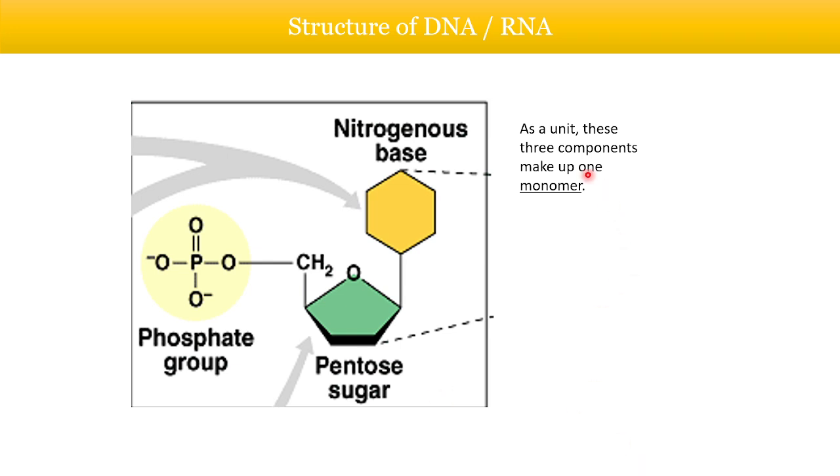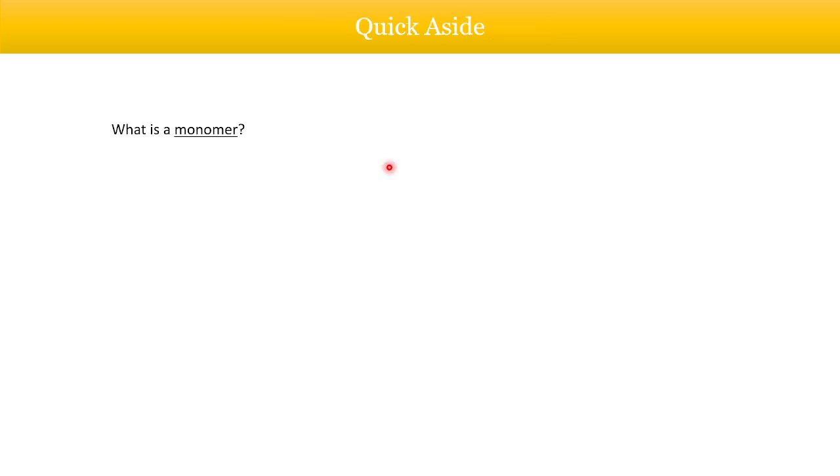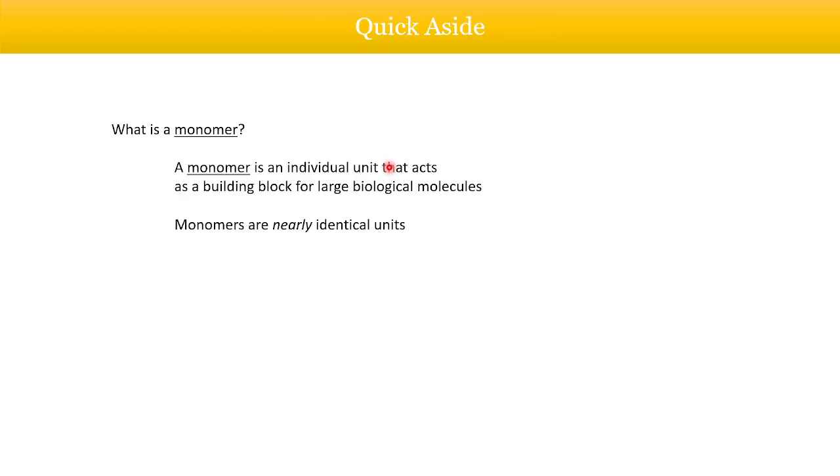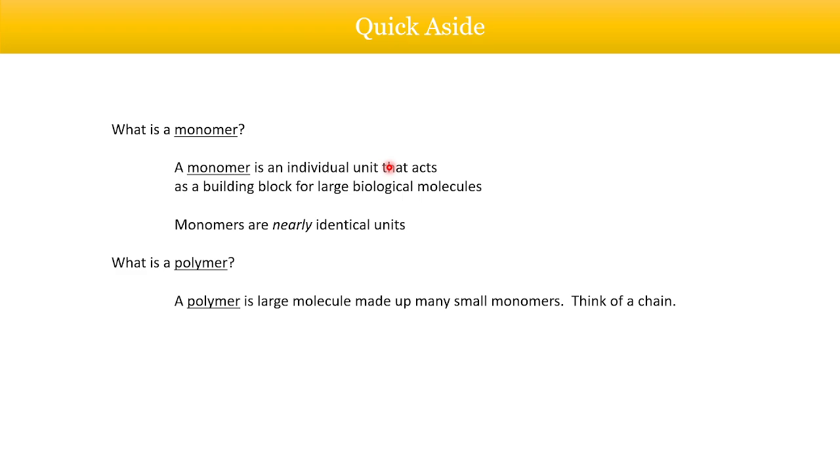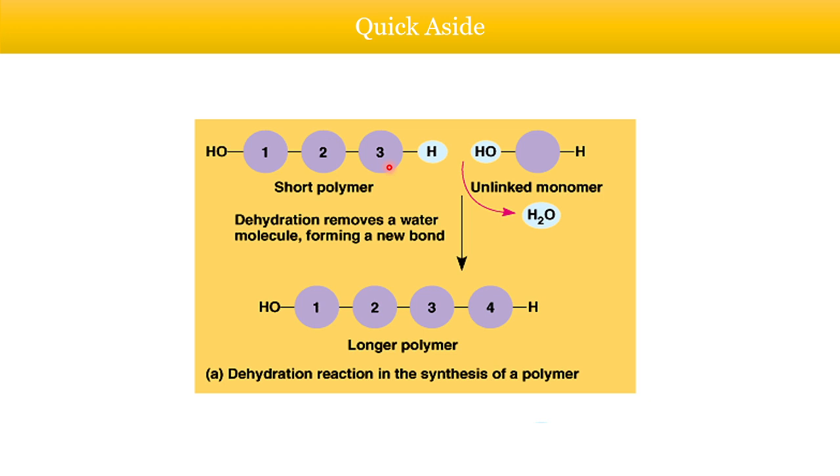So as the unit, these three components make up a monomer. Now, what's a monomer? It's an individual unit that acts as a building block for large biological molecules. So monomers are nearly identical units. Now these monomers combine with each other to form large molecules that are made up of these small monomers in the form of a chain, giving rise to a polymeric structure. Like you see over here, 1, 2, and 3 are the monomeric units, and this is attached by a particular chain to form the long polymers.